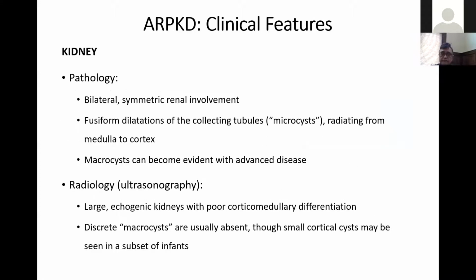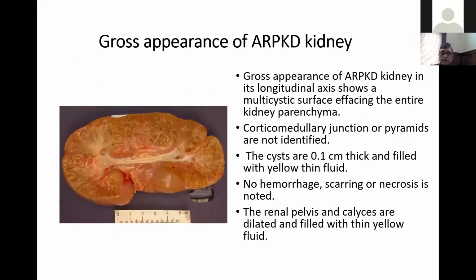Because you don't see the corticomedullary differentiation, there is bilateral symmetrical renal involvement. You see large echogenic kidneys with poor corticomedullary differentiation, and discrete macrocysts are usually absent. Small cortical cysts may be seen, which is different than ADPKD. This is the gross appearance of ARPKD, one of my patients' specimens, where the renal pelvis and calyces are dilated.